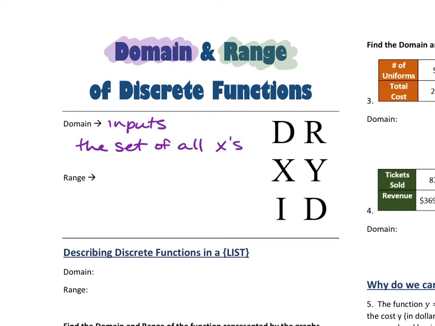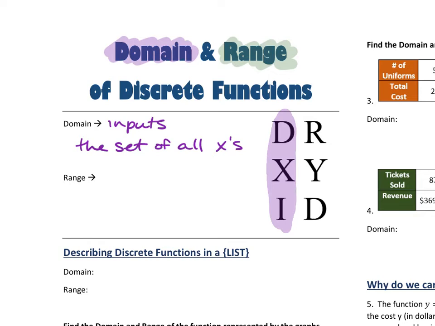And in this little graphic that you see here, it's called Dr. XY Where's Her ID. The domain is the x's, and it's your independent variables. So Dr. XY Where's Her ID is going to help us remember all of the pieces that go with domain.